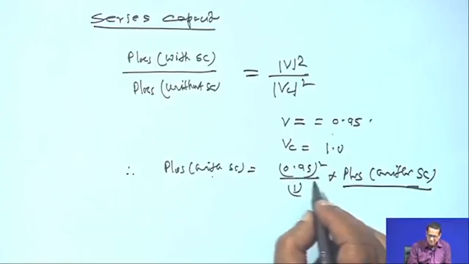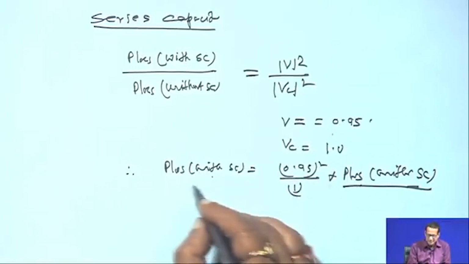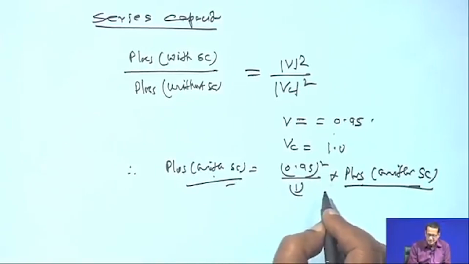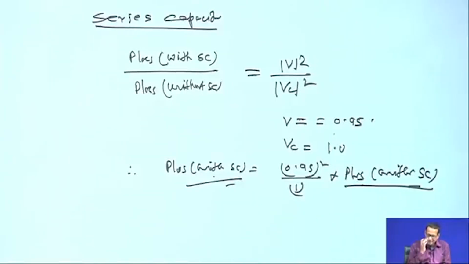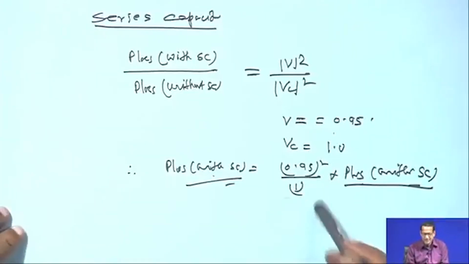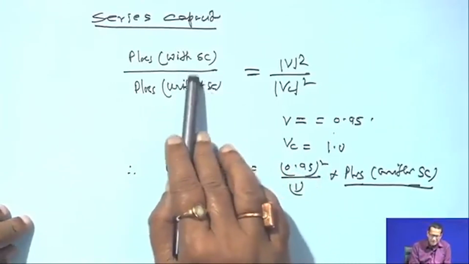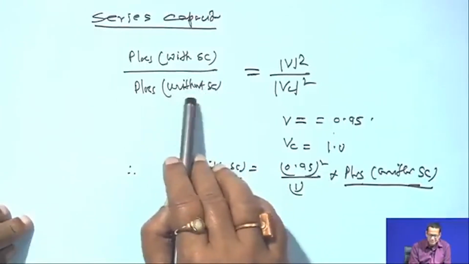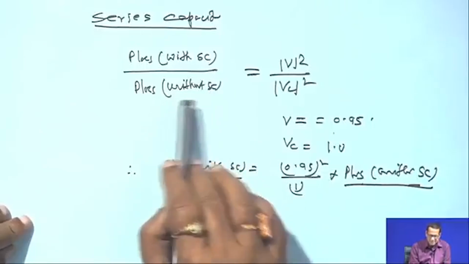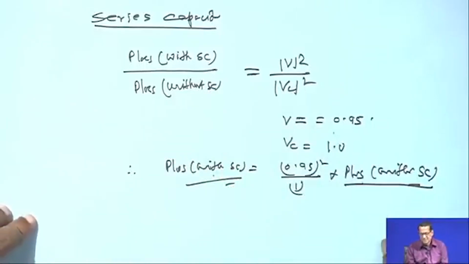So, multiplied by this, that means with the series capacitor the power loss, although not by much, reduces to some extent. This is a simple example I am giving, and that is why we have this formula: P loss with S C by P loss without S C is this much, because it improves the voltage level. This is for the series capacitor. And for the shunt capacitor, what did we get?